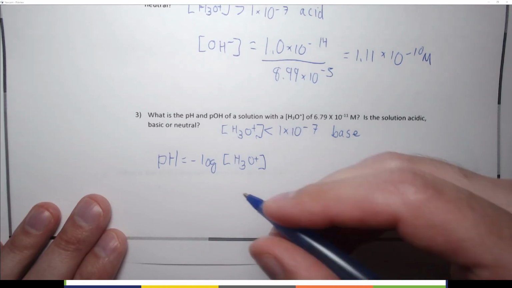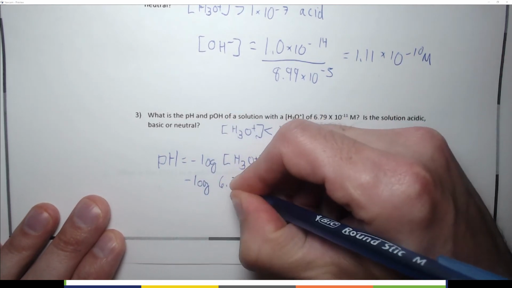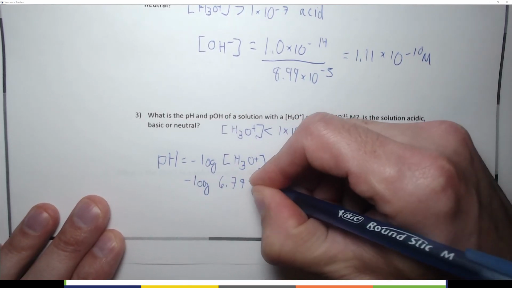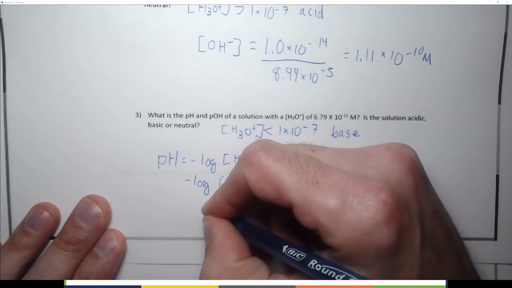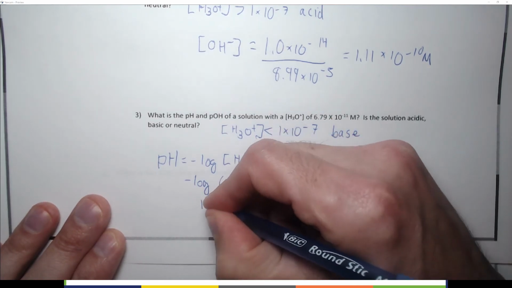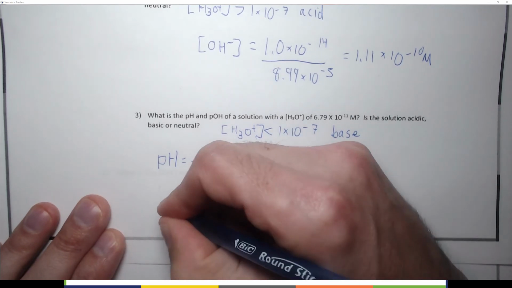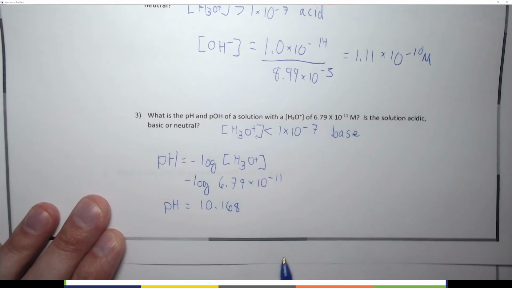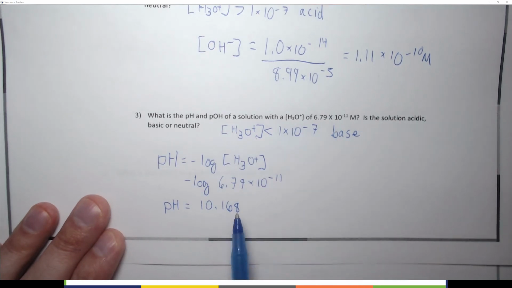So in this case, we want to take the negative log of 6.79 times 10 to the minus 11. And when we do that, we find that it is 10.168. All right, so this is the pH. Note the sig figs here. This is 3 sig figs. This is 3 sig figs as a pH.